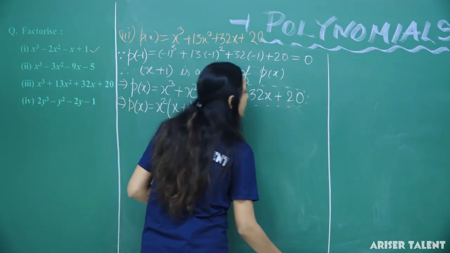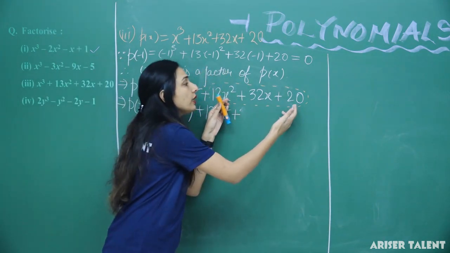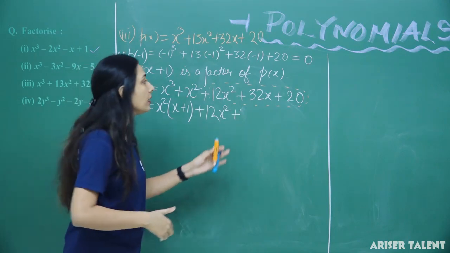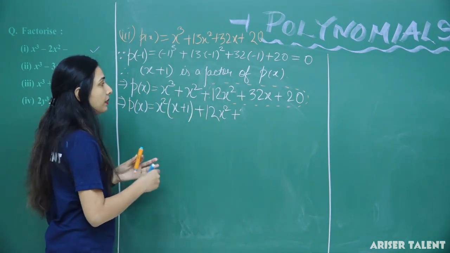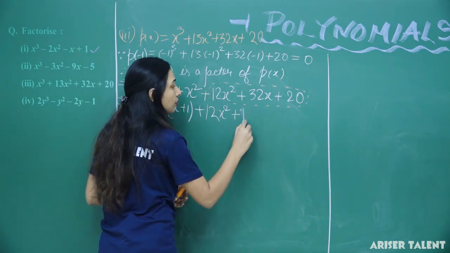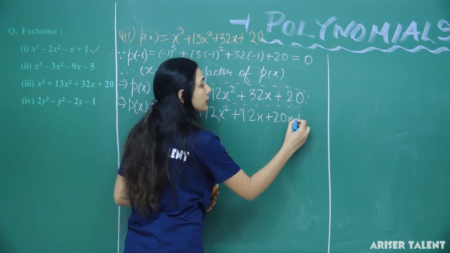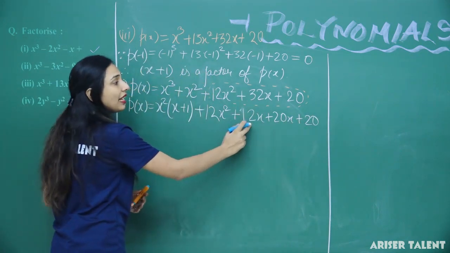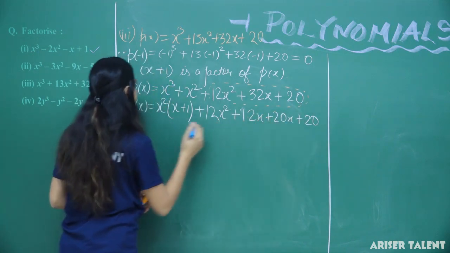So many times you don't need to mention factors and all, just these two, a and c, when you add them, that will give you the coefficient b. So simply write 12x plus 20x plus 20. 12x plus 20x is 32x, 12x square as it is, 20 as it is.